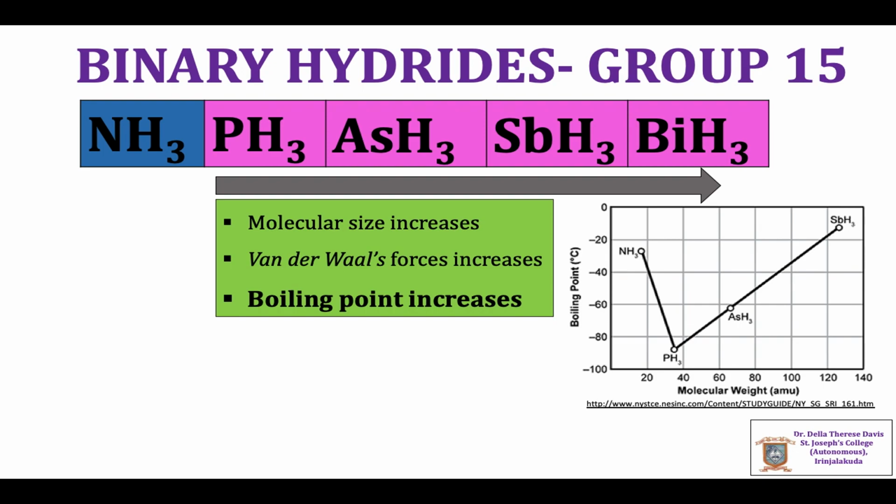If we compare the boiling points of the hydrides, we can see that the boiling point increases from PH3 to BiH3. It is shown in the graph and this can be explained on the basis of increase in molecular size. From phosphorus to bismuth, as we move down the group, the molecular size increases and hence the van der Waals forces increase and thus the boiling point of the corresponding hydride increases.